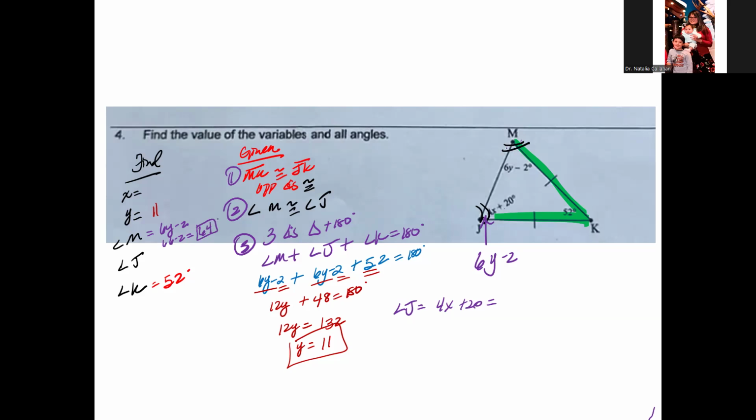Angle J is the same thing as angle M. So angle M is 64 degrees. Angle J is also 64 degrees. So I can say 4x plus 20 equals what? 64. So that's your equation right here. Let's solve that. Sorry, 64, not 62.